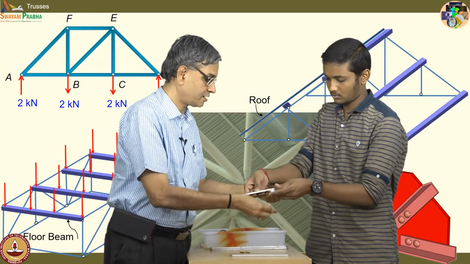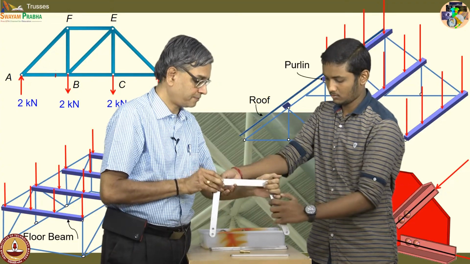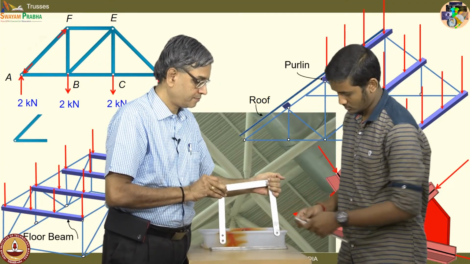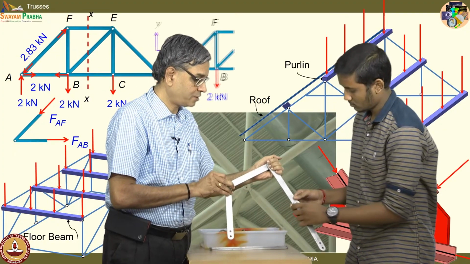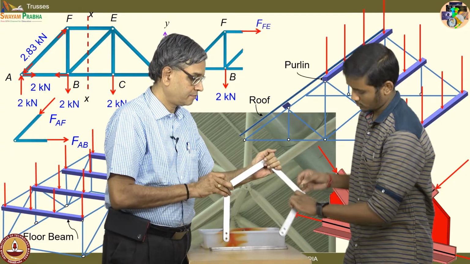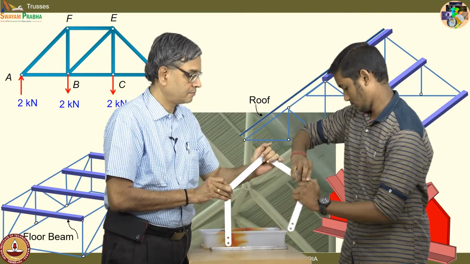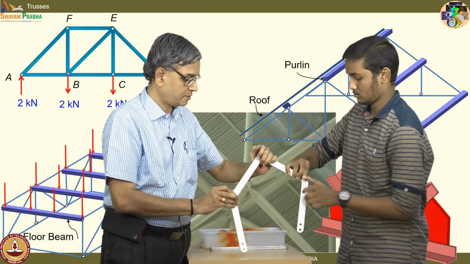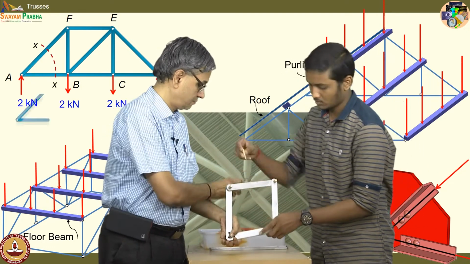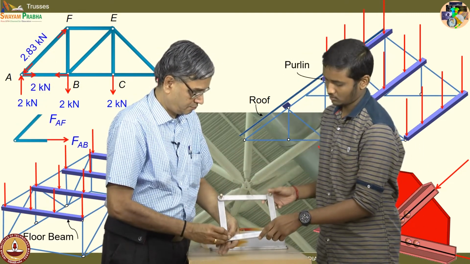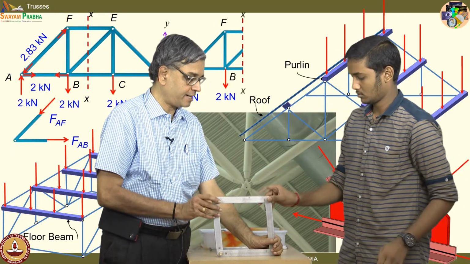Hold this. Put that member. Put the pin from the front. Put the bottom. Now, I have the 4-bar member that you saw in the animation.